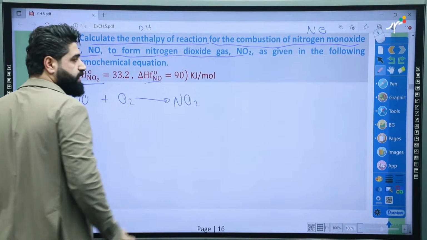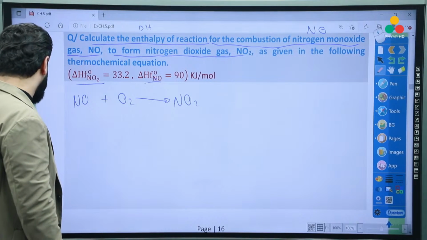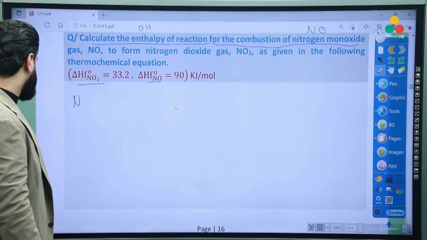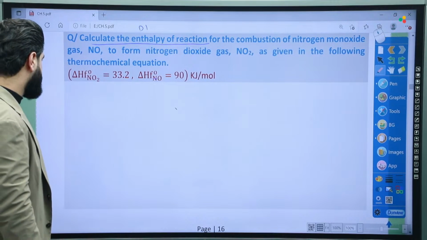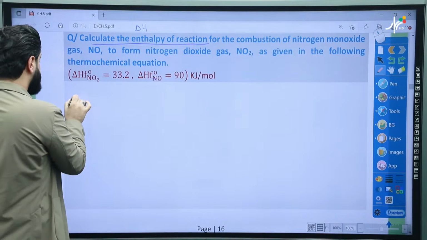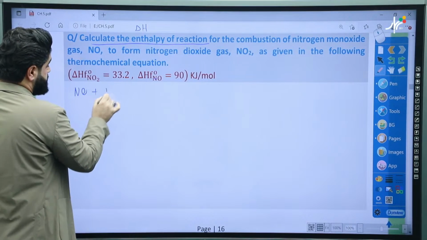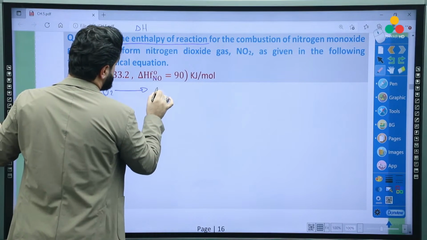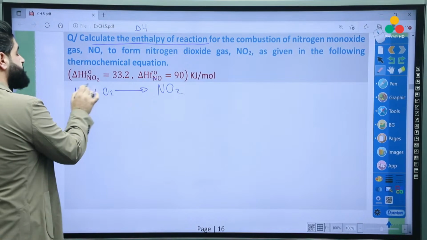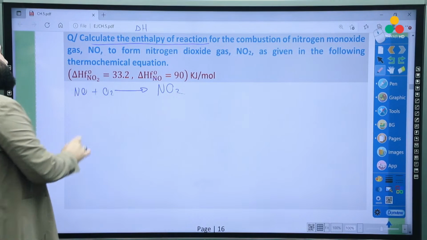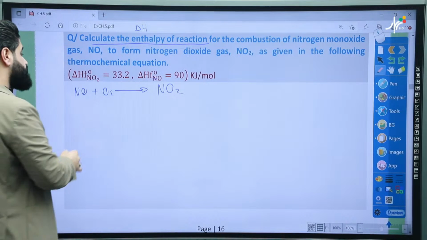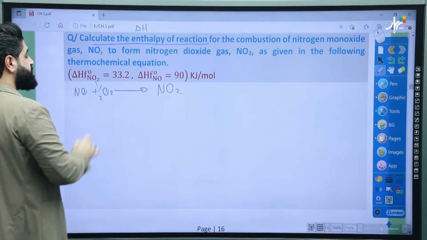Okay? Remember, you have to balance the equation. Okay, I prefer to rewrite it again in a nice way. We need to get the value of delta H when nitrogen monoxide NO combusts to produce nitrogen dioxide NO2. If we balance, you don't have to change the coefficient of the combustible compound. It must be 1, as I told you. So you have to put 1/2 in front of oxygen.